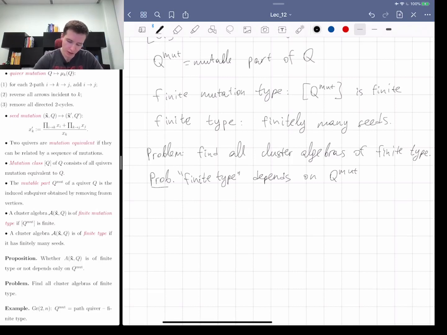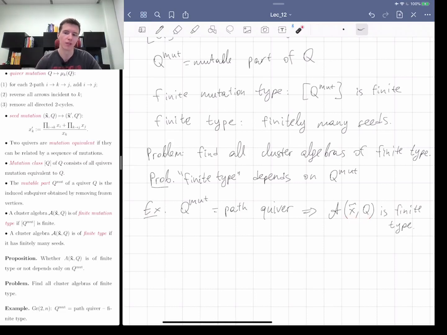And so an example that we studied in detail was that if Q mut is the path quiver, then triangulations tell us that the corresponding cluster algebra is finite type. I have to be careful about the frozens in here, but anyways, there is some statement that the cluster algebra corresponding to the path quiver is of finite type. But today we're going to find all of them. And this is not the only one. There are a few more.